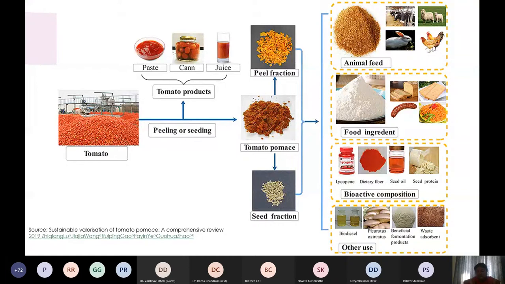Similarly, the peel contains a lot of lycopene. Lycopene is a carotenoid, which is good for your eyesight. So lycopene can be isolated, extracted from this peel, and then sold as a very high-valued product. Similarly, it contains seed protein. The peel contains protein, and protein can also be isolated. And oil, as I told you, can be converted into biodiesel or beneficial fermentation products and waste absorbing.